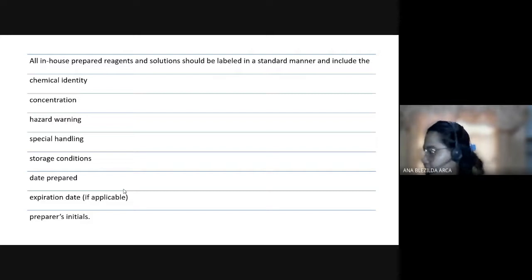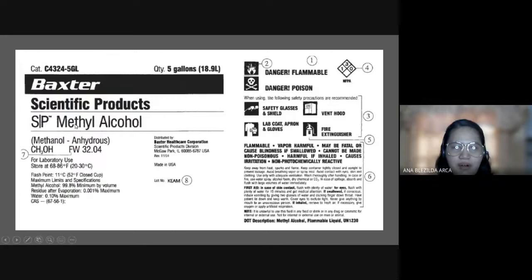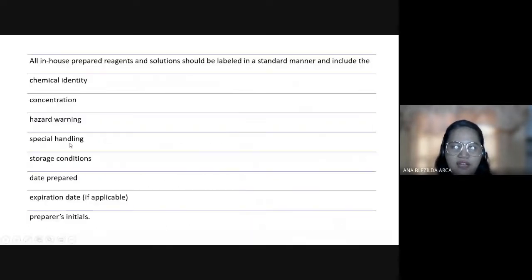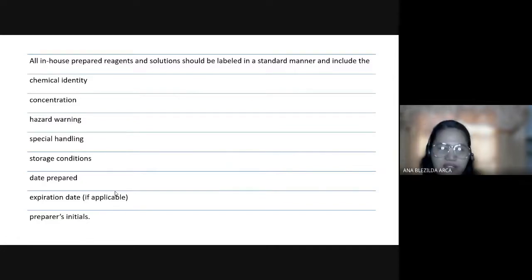If that is the case, dapat meron pa ring proper labeling na sumusunod siya sa standard. Ano ba yung mga data na dapat nandoon sa labeling niya? So dapat nandoon ang chemical identity, yung pangalan mismo ng chemical na yon, 'di ba? Just like this one, meron kang pangalan ng chemicals. Okay? Another one, yung concentration, hazard warnings, special handling, storage condition, date prepared, expiration date, and your initial. Kasi importante nating ma-record kung sino ba yung nag-prepare ng chemicals na yan to make sure na tama ang preparation.